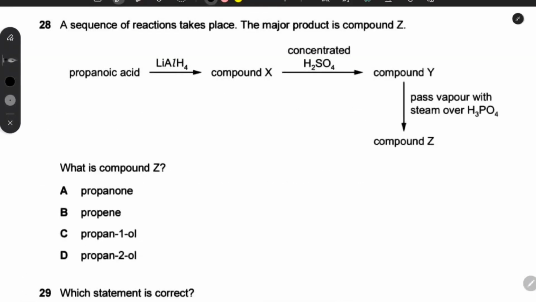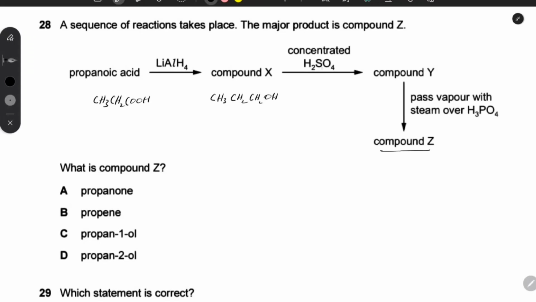Question number 28. A sequence of reactions takes place. The major product is compound C. What is compound C? Alright. Propanoic acid, when it undergoes the reaction in the presence of this strong reducing agent, it will reduce. This is our propanoic acid, CH3CH2COOH, a 3-carbon containing carboxylic acid, and when it reduces, you will get alcohol, CH3CH2CH2OH. So this is our propanol.